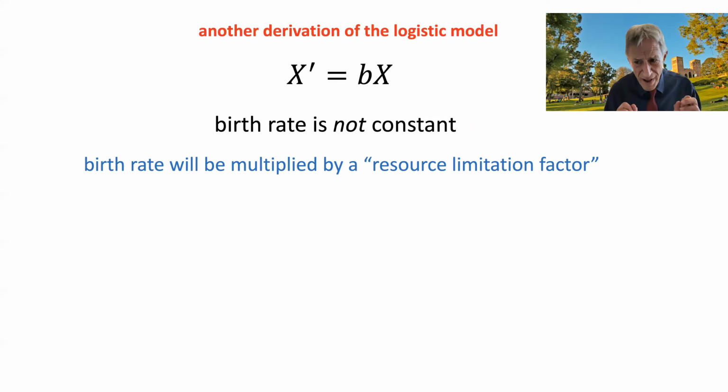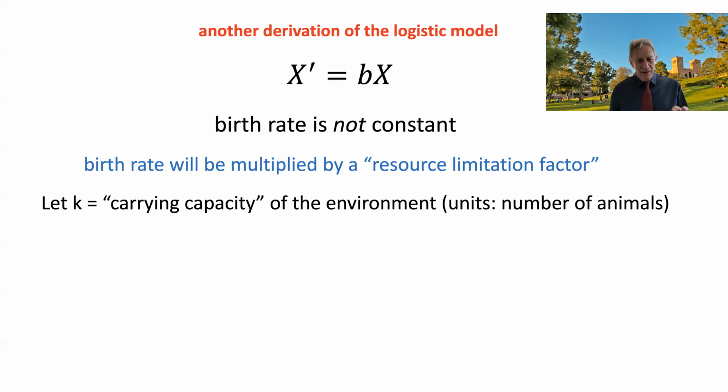So how do we come up with the math to represent the resource limitation factor? Well, here's a concept that you hear a lot in ecology, the concept of the carrying capacity. And the carrying capacity is the number of animals that the environment can support. We're going to call that K. So K is the carrying capacity, and its units are number of animals, the total number of animals that the environment can support.